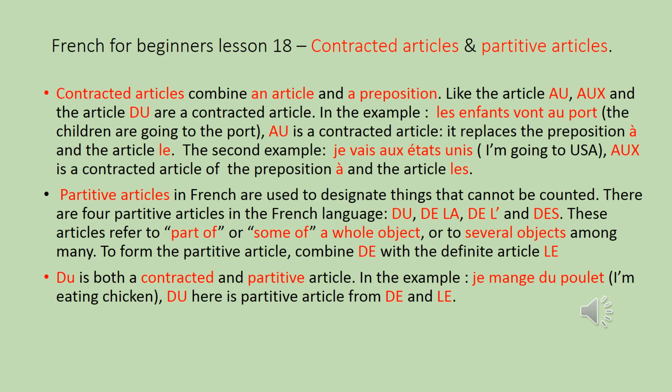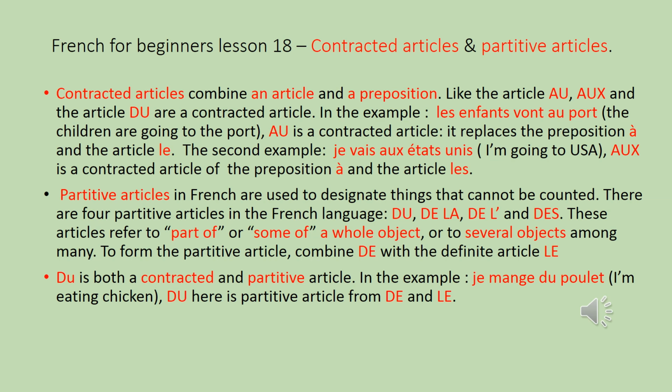like the article AU, like you see there in red, AU, which is pronounced O, and then you have AUX, which is also pronounced O. Then you have the article DU, which is also a contracted article, but it is also known as a partitive article. So we are going to talk also about the partitive article. Like I said, this lesson is about contracted articles and partitive articles.